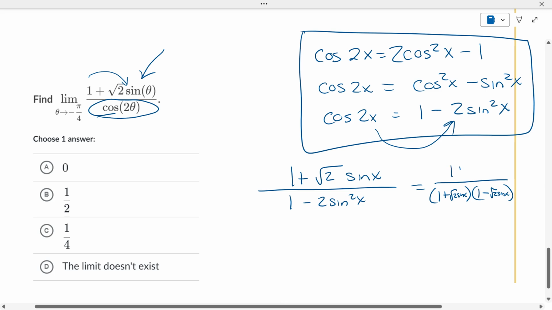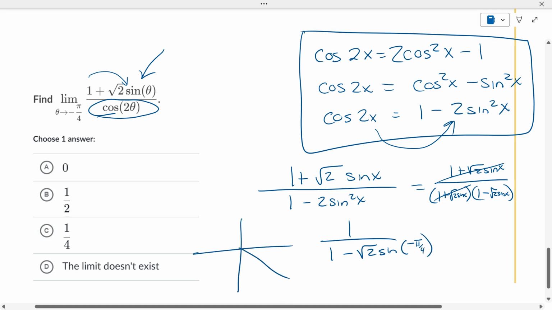Well, if my numerator is 1 plus square root of 2 sine of x, they cancel. So I get 1 over 1 minus square root of 2 sine of x, where x is negative pi over 4. Unit circle. Negative pi over 4 is 45 degrees down, which is square root of 2 over 2, square root of 2 over 2, right? Negative, positive, and negative.